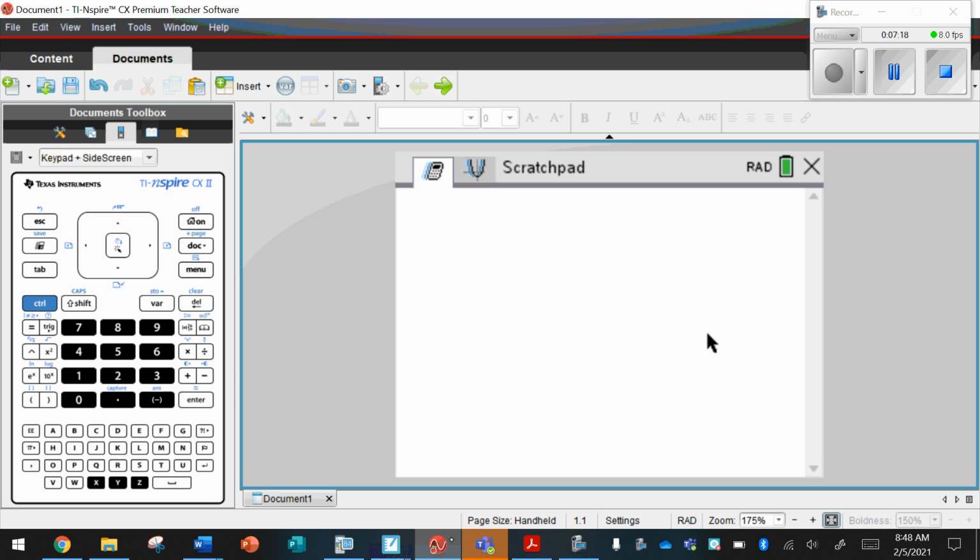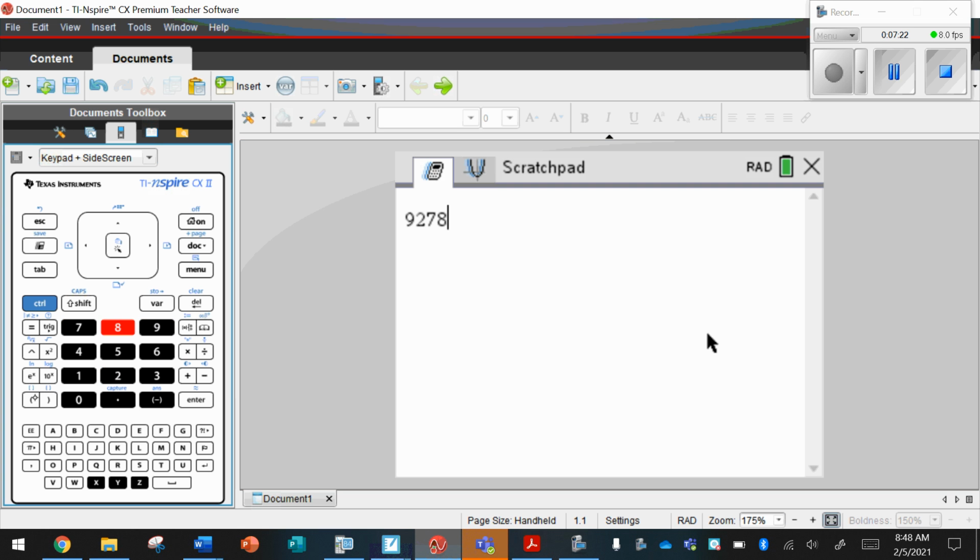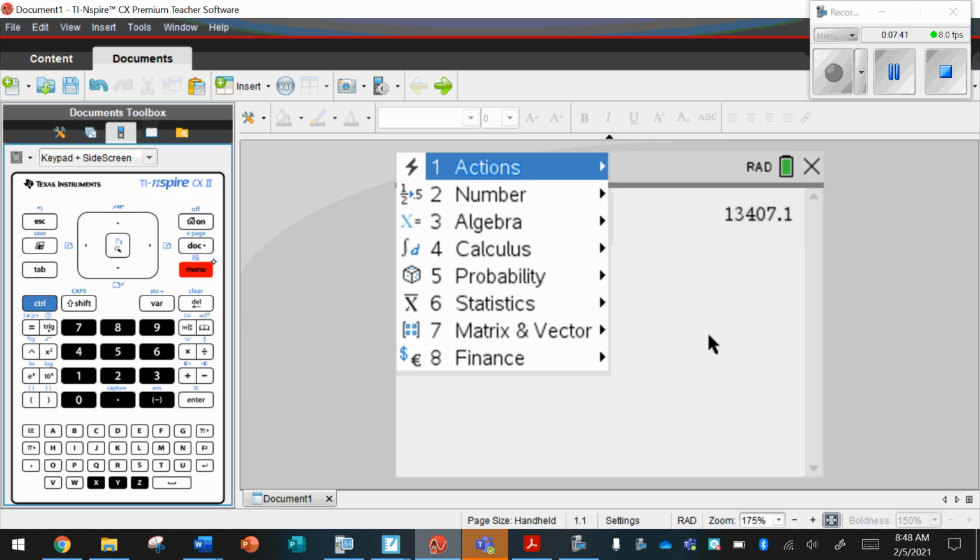So we go over to the calculator. $9,278 times 1.0375 is the percentage rate with an exponent of 10. You're going to type that in. You're going to hit enter. And she makes $13,407.01.